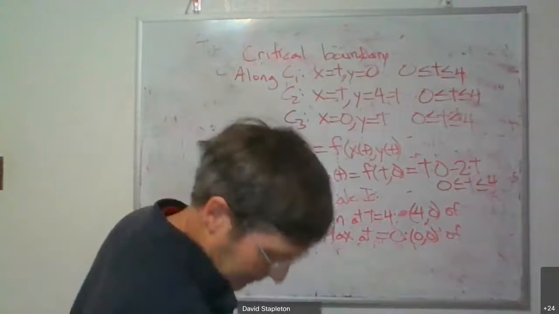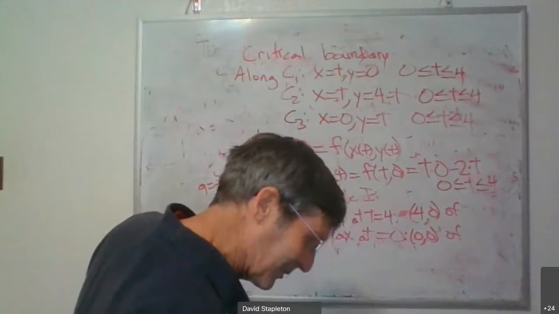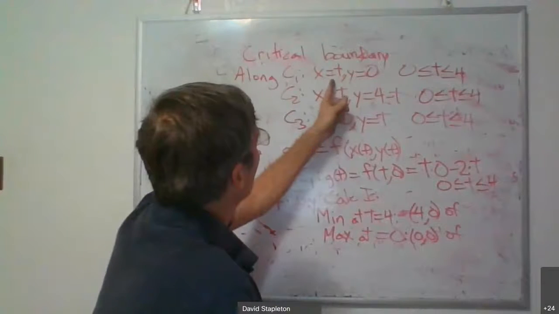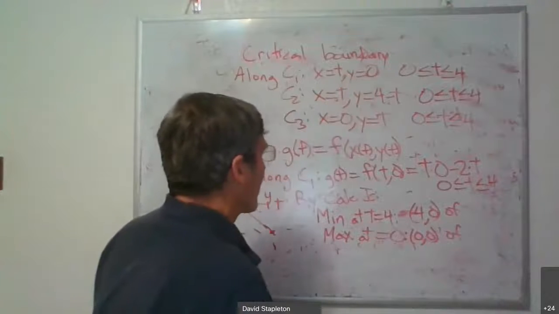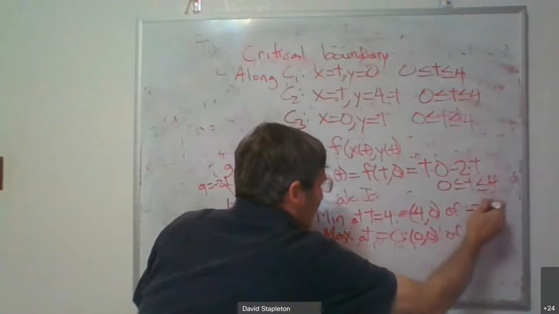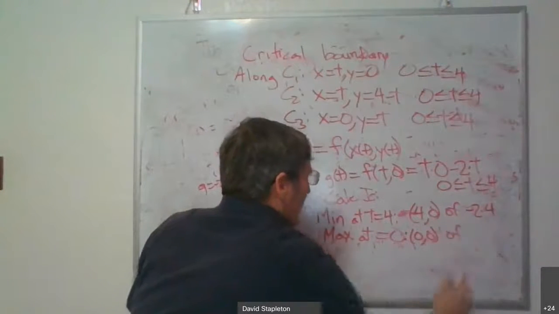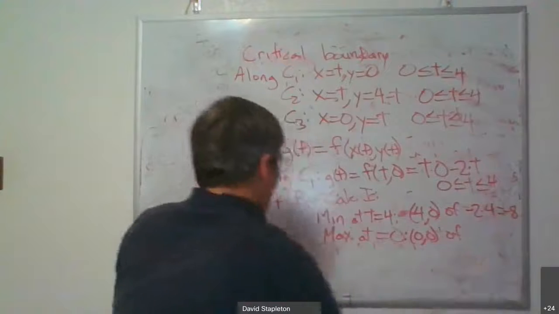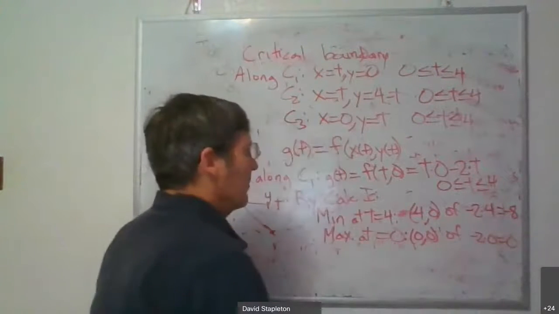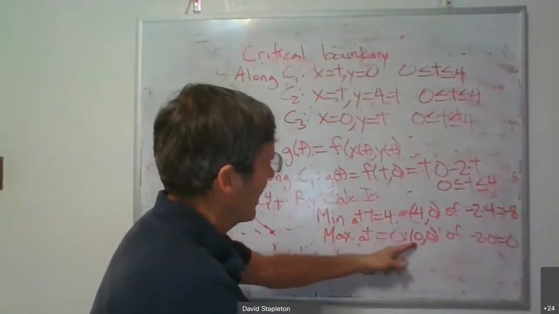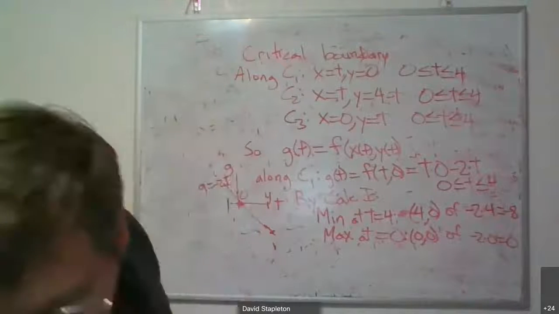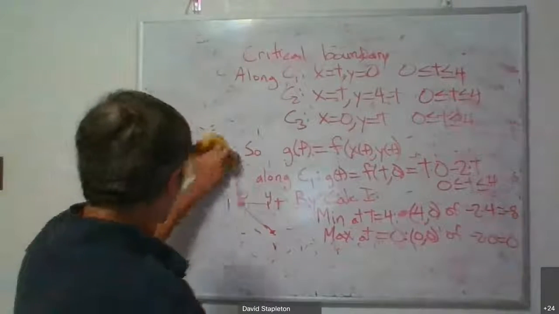Which is xy minus 2x. I can't remember my example. It's getting too late at night. xy minus 2x. So it's x times y, t times 0, minus 2t. Plug it in here. It's minus 2 times t. At t equals 4, it's minus 8. And the maximum is minus 2 times t at t equals 0, which is 0. Minimum of minus 8 at the point 4, 0. Maximum of 0 at point 0, 0. When you move along, I better draw it again. C1.